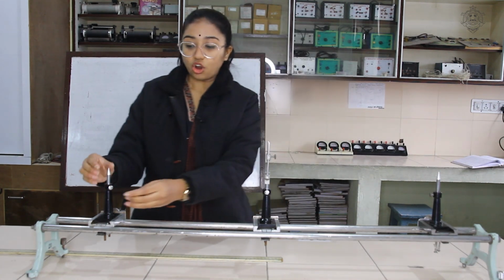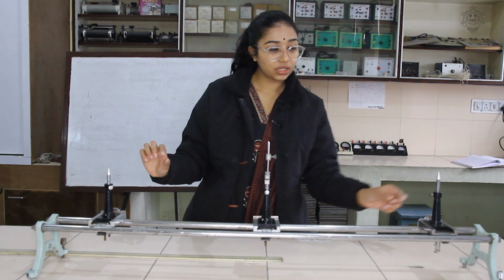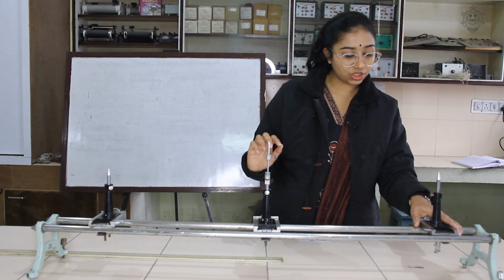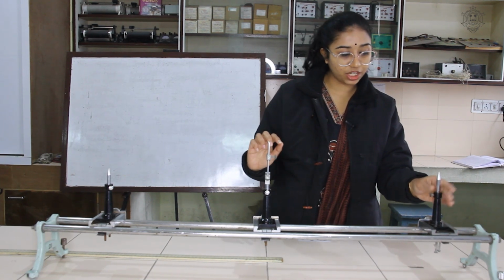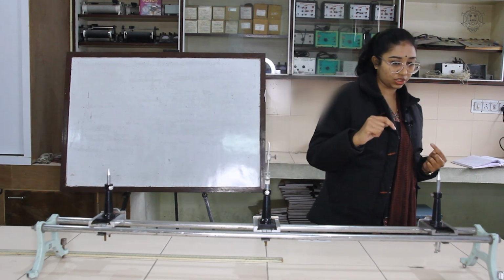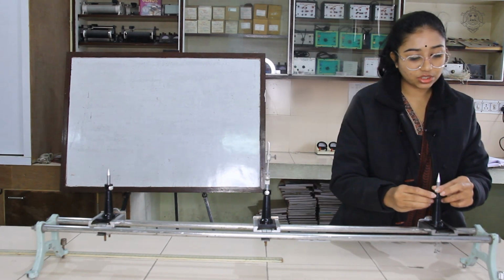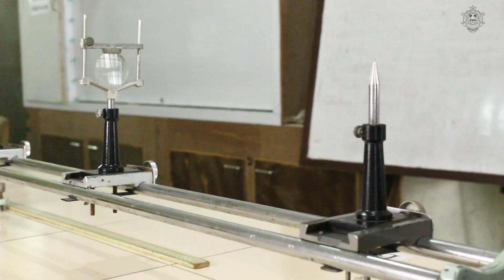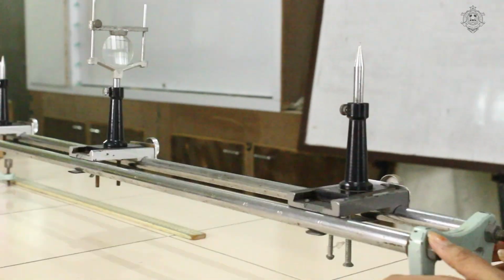Now this other needle can be considered your image. The tips of these two needles should coincide with each other. For that you can adjust your needle using this screw and see the tip of the needle through the lens such that both tips coincide with each other.